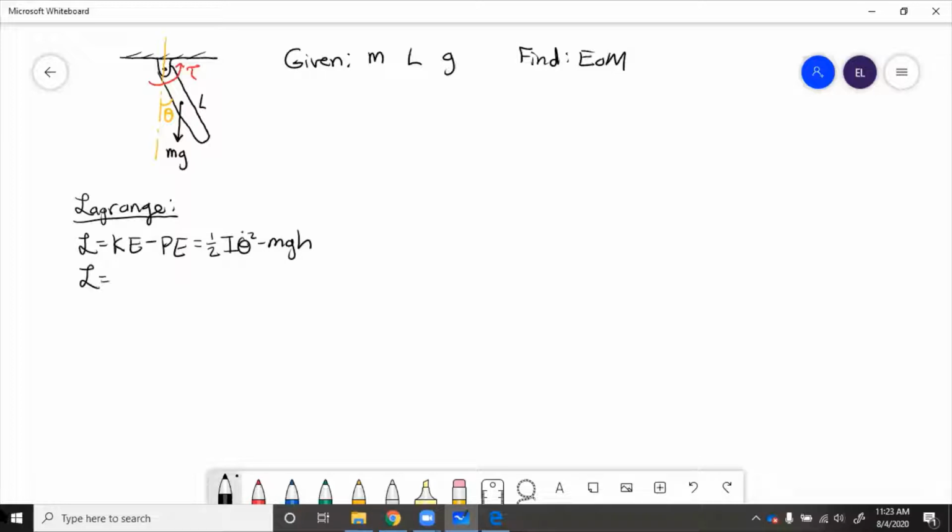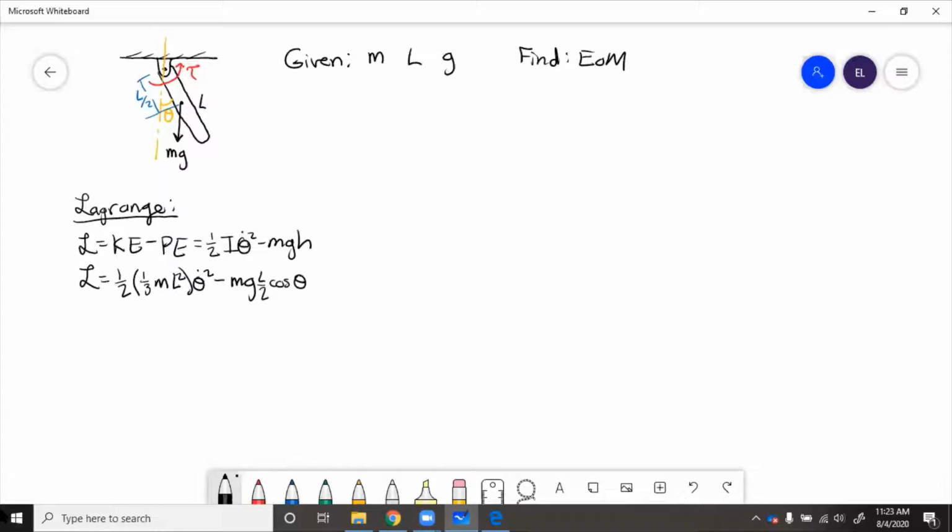So we'll have L equals 1/2. Then I, for a physical pendulum, is 1/3 m L squared, theta dot squared, minus this mg, and this time the L distance, the center of gravity, is halfway along the rod. So this distance is actually L over 2, the distance to the center of gravity. So we'll have mg L over 2 cos theta.